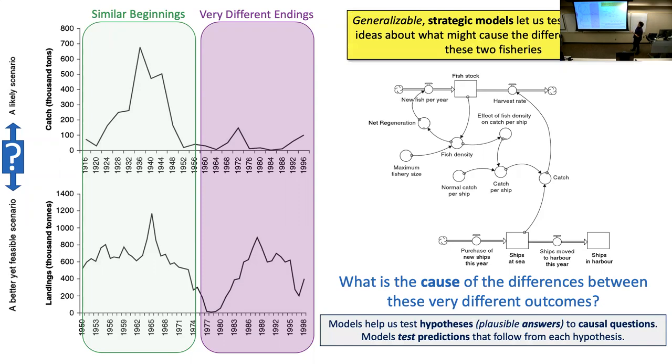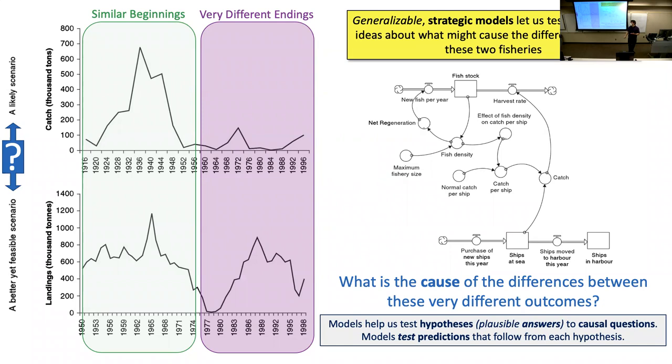Okay, so this simple model gives us a generalizable strategic model that helps us test hypotheses about what might cause collapses in some scenarios and regeneration in others. That's kind of what we're hoping for here.